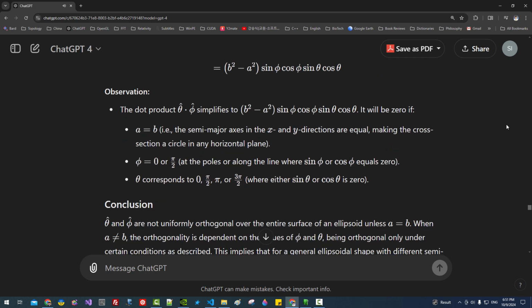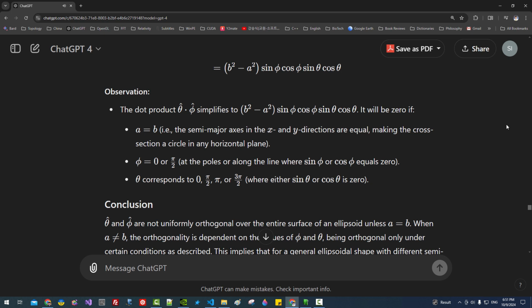Observation. The dot product hat theta dot hat phi simplifies to (b² minus a²) sin phi cos phi sin theta cos theta. It will be 0 if a equals b, i.e. the semi-axes in the x and y directions are equal, making the cross-section a circle in any horizontal plane.